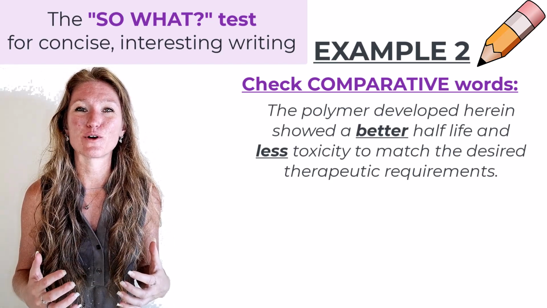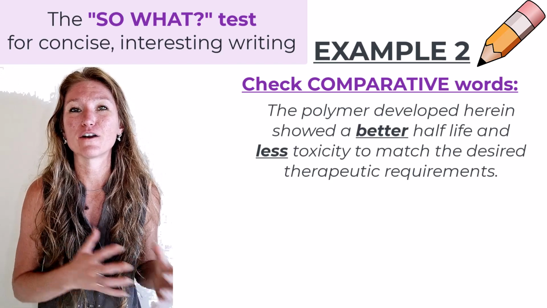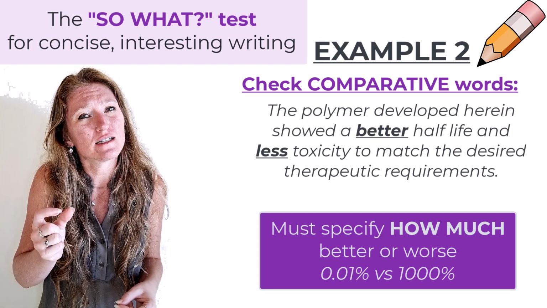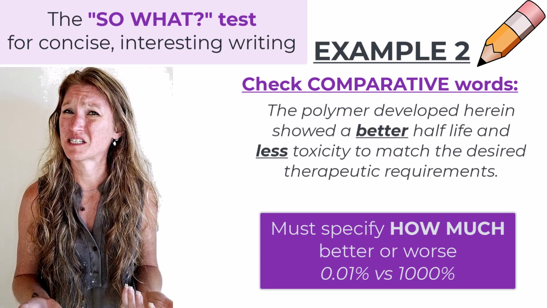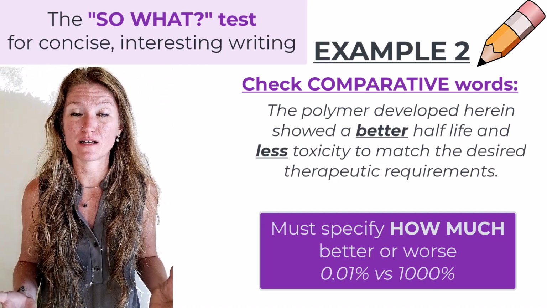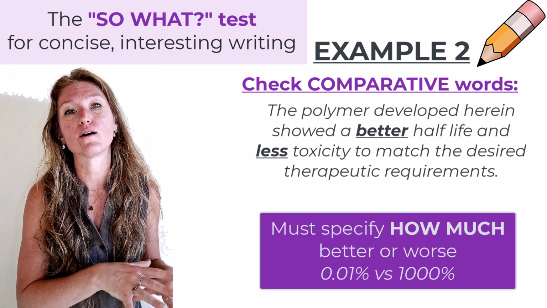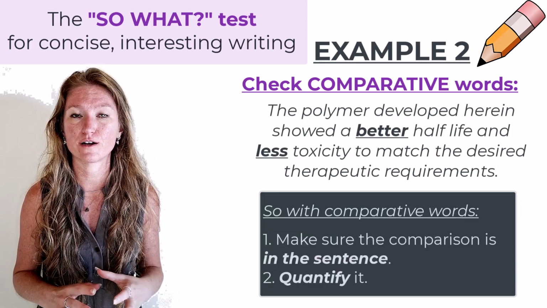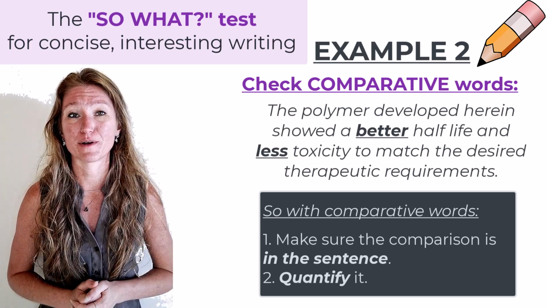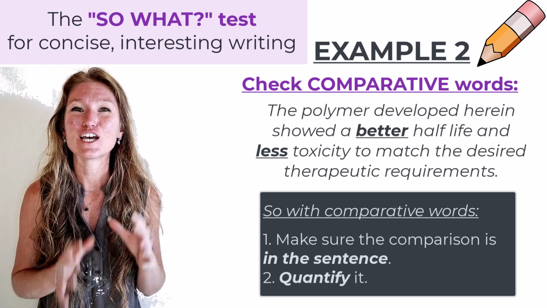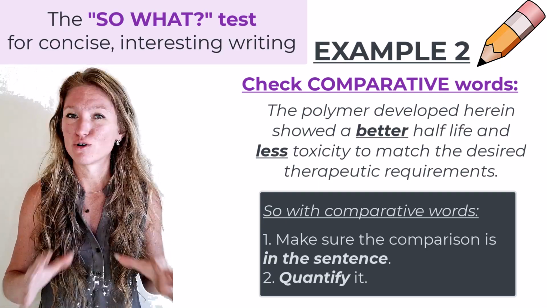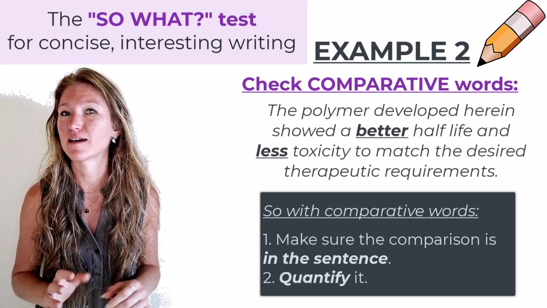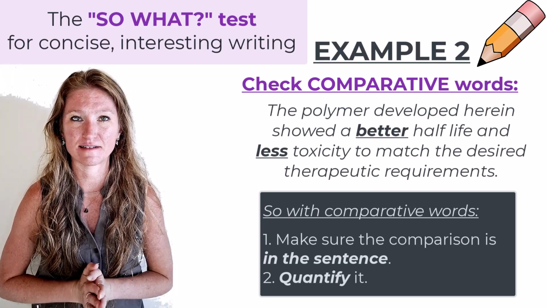Additionally, these terms are in and of themselves very vague. Better or worse doesn't necessarily mean anything to your reader. Is it marginally better, like 0.01% better? Because that's still better. Or is it 1,000% better, which is gigantic? So anytime you use comparative words like this, better, worse, more, less than, whatever they are, you want to make sure that the thing you're comparing them to is in the sentence, and you want to quantify this. Don't just say better or worse. Say how much better or worse. 5 times better, 10 times better. Whatever it is, put these directly into the sentence.